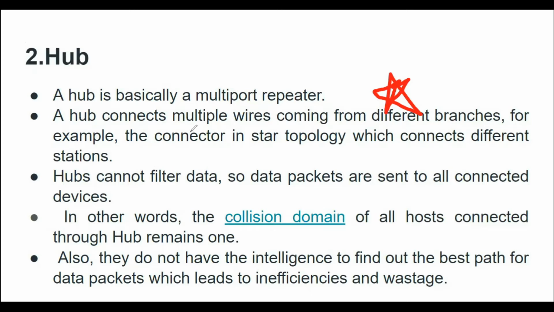A hub cannot filter the data. If you send some data, it is not able to filter it, so data packets are sent to all connected devices. The filter process is not done, so it sends the packet to all the devices. In other words, the collision domain of all hosts connected through a hub remains one. From the hub we are not going to do any filtering, and for whoever is connected, we send the information. Automatically, it will cause collisions. Hubs do not have any intelligence to find the best path for the data packets, which leads to inefficiency and wastage at times.